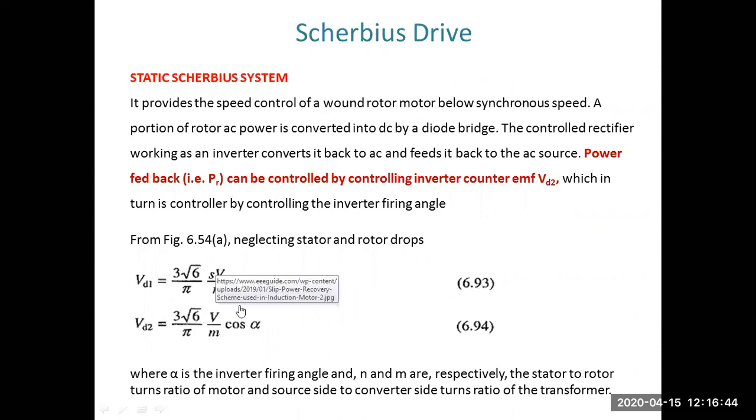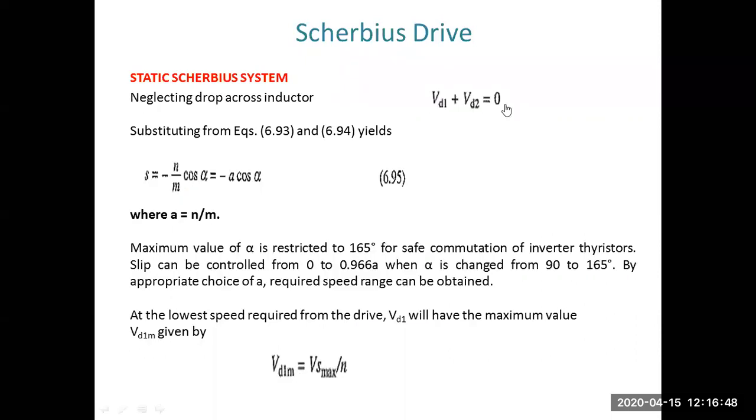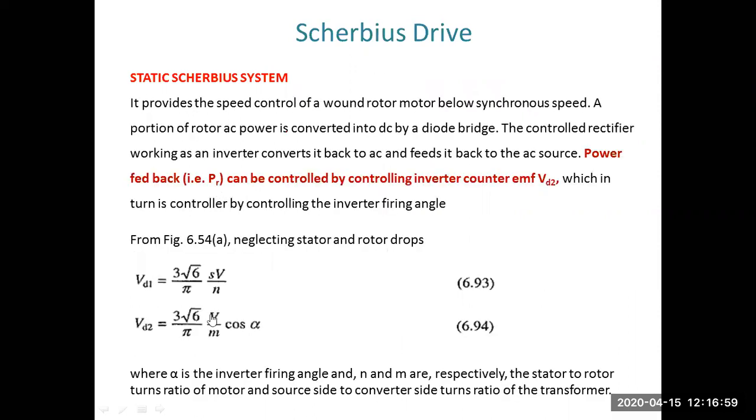Okay, so these two equations are put inside this expression, VD1 plus VD2 equal to 0, and after solving those equations we will get the value of S equals minus n upon m cos alpha. How does it come? You can see that VD1 is 3 root 6 upon 5, and VD2 is also 3 root 6 upon 5. Both the expressions are similar, so you can neglect both at the same time.